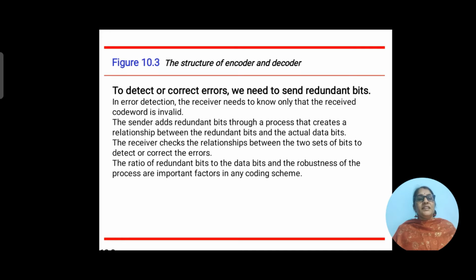So let's repeat. In error detection, the receiver needs to know only that the received code word is invalid. The sender adds redundant bits through a process that creates a relationship between the redundant bits and the actual data bits. The receiver checks the relationship between the two sets of bits to detect or correct the errors. The ratio of redundant bits to the data bits and the robustness of the process are important factors in any coding scheme.